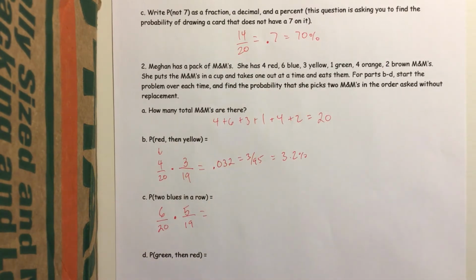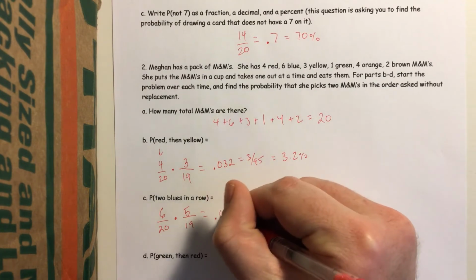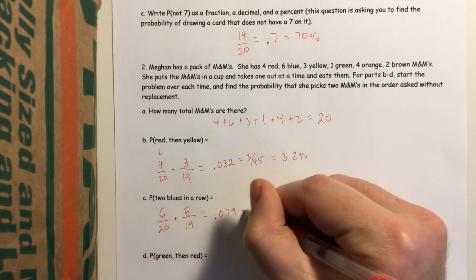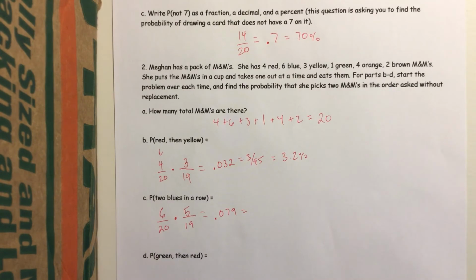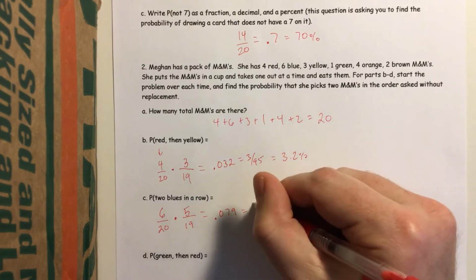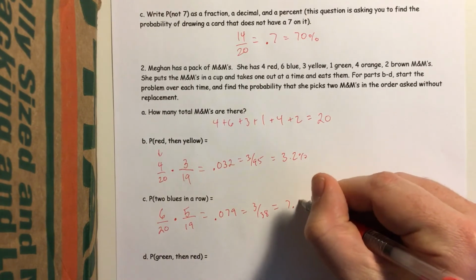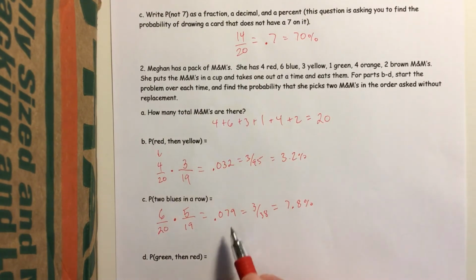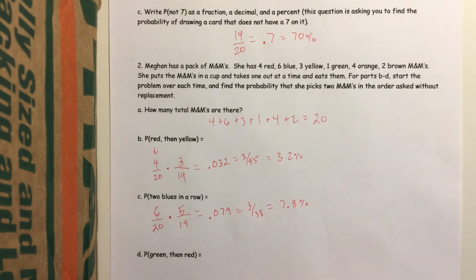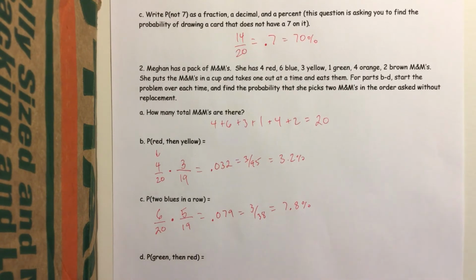If we multiply these together, 6 over 20 times 5 over 19, I'm going to get something like 0.0789. I'm going to round it to 0.079. If you convert it to a fraction right away in your calculator, you're going to get something like 3 over 38. And the percent is 7.8%. So all three of these are fine answers: decimal, fraction, percentage.